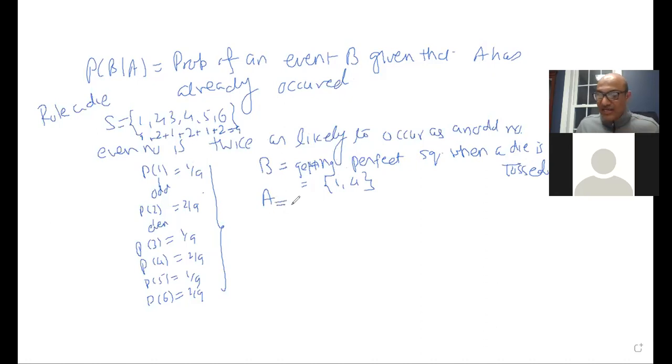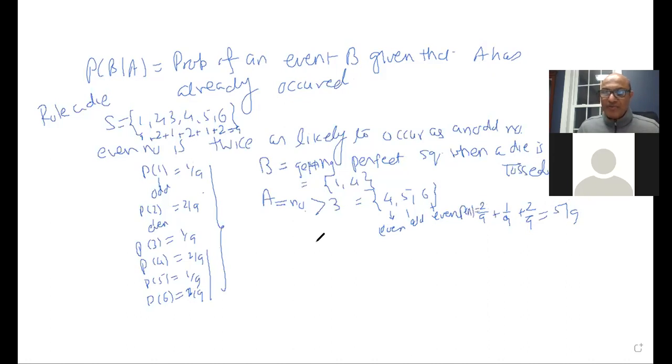A is the event, number strictly greater than 3. That means it is 4, 5, and 6. Again, 4 is an even number, 5 is an odd number, 6 is an even number. So probability of 4, you know this, is 2 by 9, 5 is 1 by 9, 6 is 2 by 9. So probability of A is 2 by 9 plus 1 by 9 plus 2 by 9, and that is equal to 5 over 9.